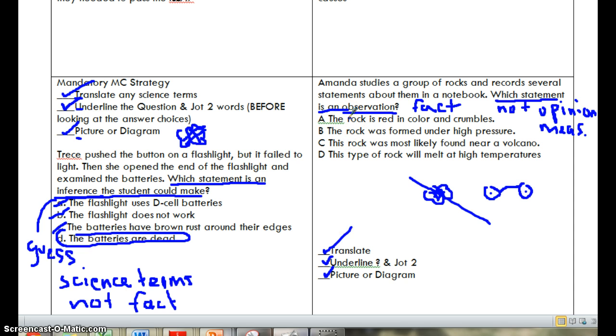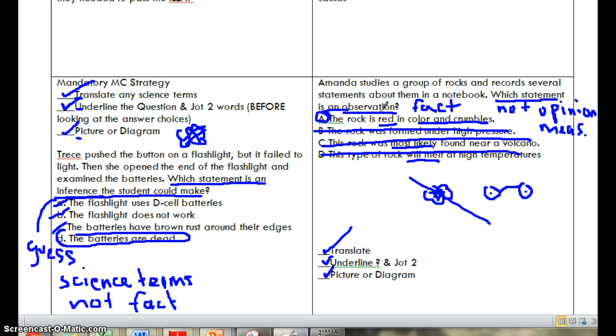The rock is red in color and crumbles. Well, we could see that, we could touch that. That looks like a good answer. The rock was formed under high pressure. That's not our answer because that's an inference. We don't know that for sure. This rock was most likely, inference. This type of rock will melt. If you're predicting something, that's also an inference or a guess. The only fact we have is that it's red and it crumbles when you touch it.